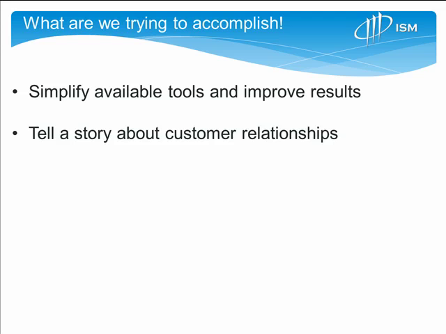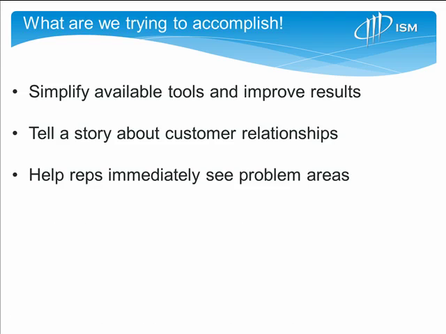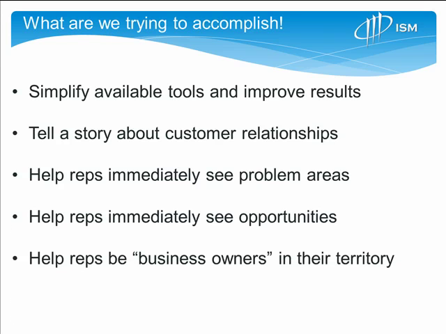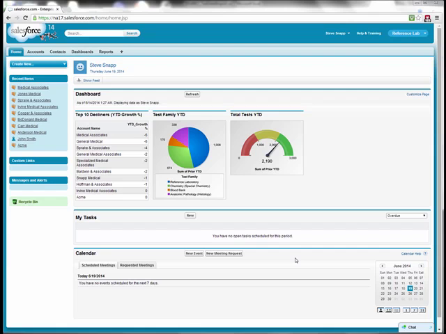Now obviously they have a relationship with their customers, so they know what's happening from a relationship point of view. But we want to tell a story so they can quickly identify what direction a customer is going, which means we want them to see problem areas very quickly, as well as opportunity areas. And finally, we really want to give them the ability to see their territory or manage their territory as if it was their own business. So how do we do that?